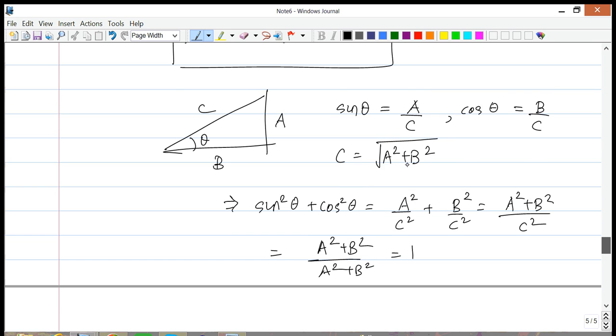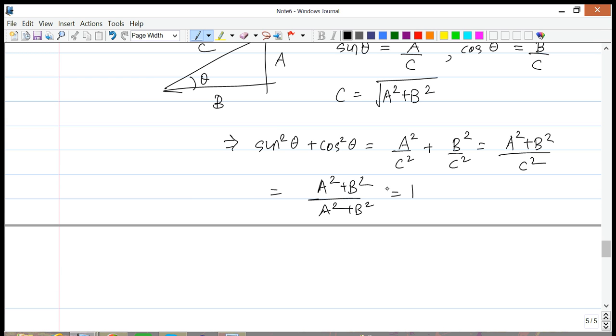So keep this in mind. These two relations are going to be useful when we try to figure out what our functions are going to be like. We're going to use these ideas. Okay, so that is that.